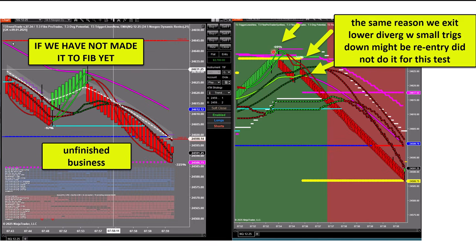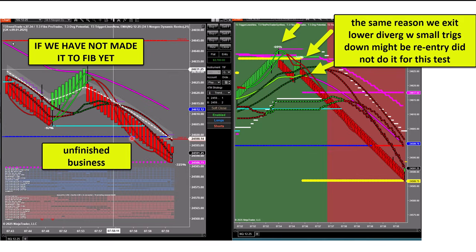And many times, look, the same reason you exit on a lower divergence, if you were long, which you wouldn't be long here, but let's just say you were, you'd exit with the lower divergence. Sometimes that second lower divergence from the perfect spot can be your continuation as the small triggers get below, to get the rest of that money. Anyway, just an alternative theory to finishing off the move and making it down to the fib.